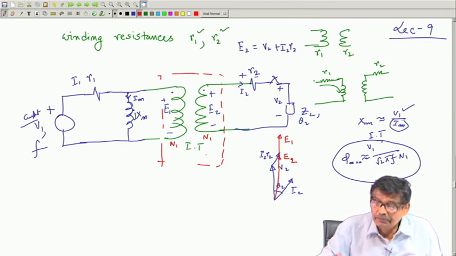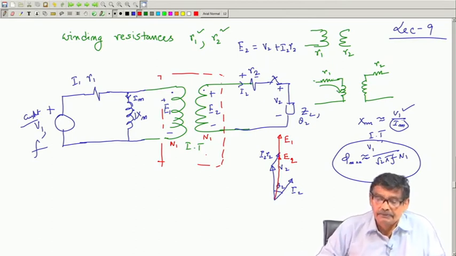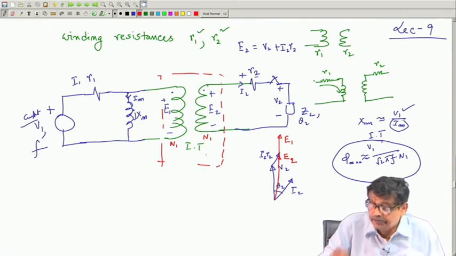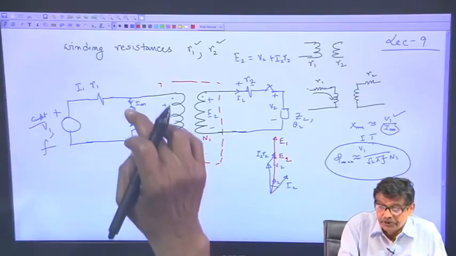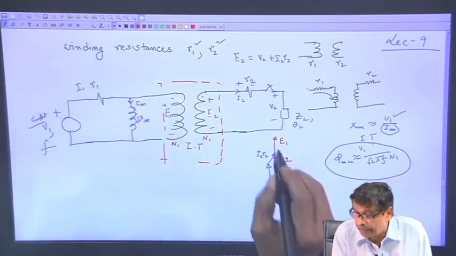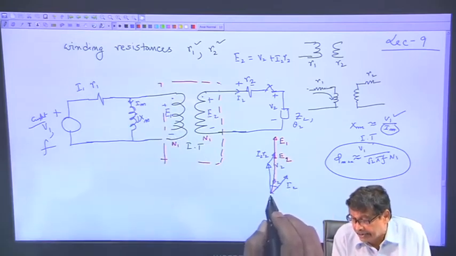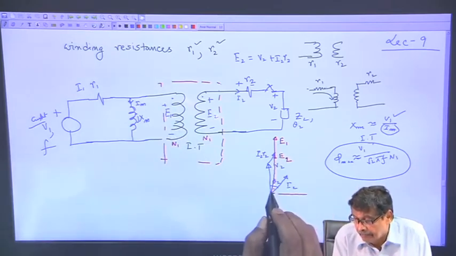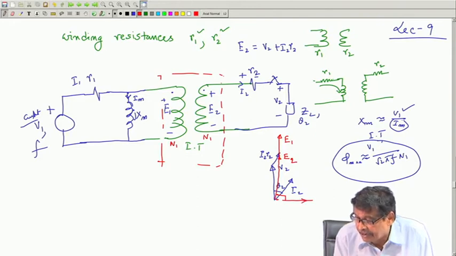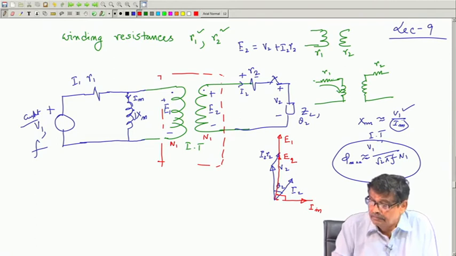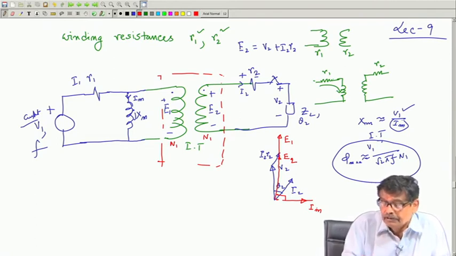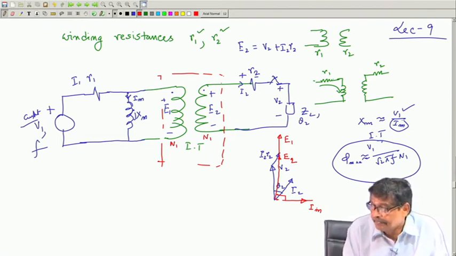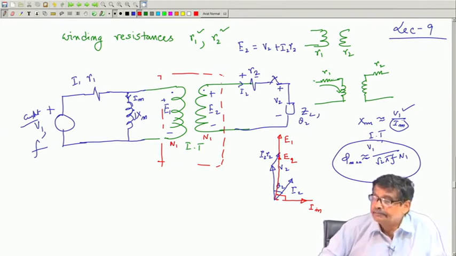So, this will be your E1, and if this is E1, this is E2, your magnetizing current will be perpendicular to E1, 90° lagging. Here is your finite magnetizing current Im, is it not? I have got E1, so E1 by jXm, Im I get. So, this is the magnetizing current.